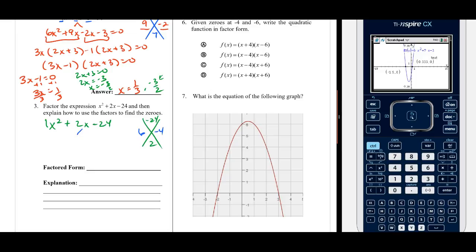I could split the middle term here just like I did above, but it's not necessary. When a is 1, these two numbers right here are automatically going to be the factors, so I just get x plus 6 times x minus 4. And then the explanation of how to use factors to find the zeros: set the factors equal to 0 and solve.